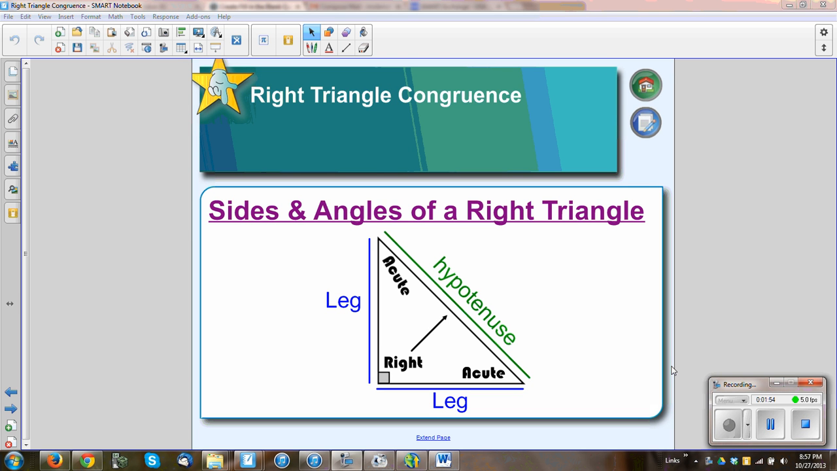And now we're going to look at some of the right triangle congruence theorems. Let's look at the sides and the angles of a right triangle. First of all, we have the right angle, and directly across, which is its corresponding side, is the hypotenuse. Then we have two acute angles, and the corresponding sides to the acute angles are always called legs. So here's your leg with this angle, and here's the leg that goes with this angle.